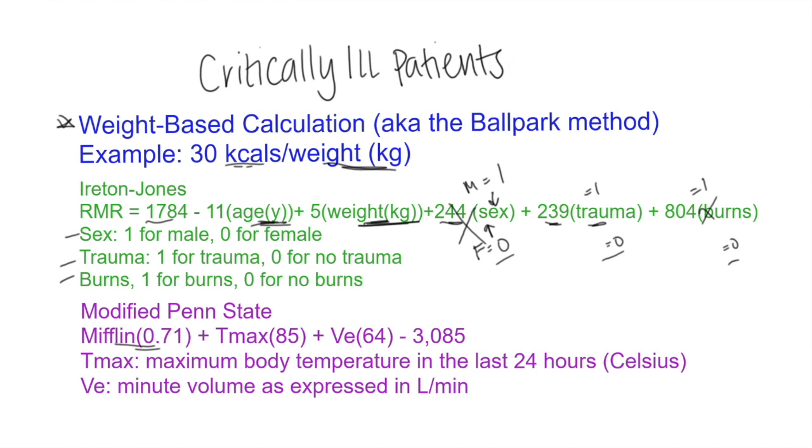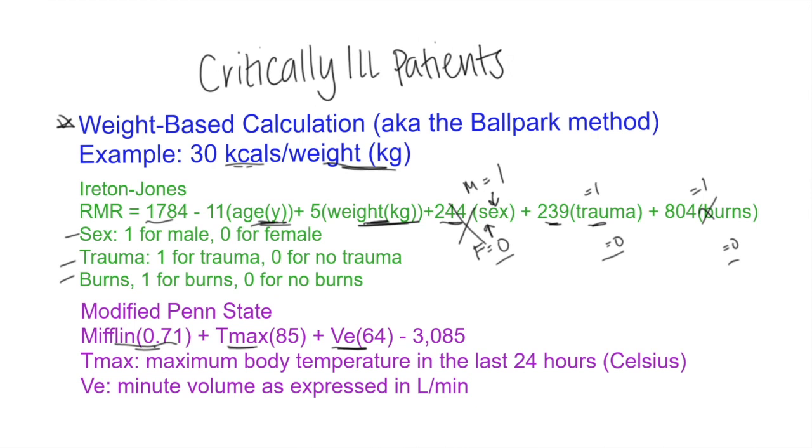So in this situation, you would calculate the Mifflin resting metabolic rate. You would multiply that here by this 0.71, and then let's look at the other variables that we're going to include here. So this is the first situation where we're actually seeing temperature max and then minute volume included as variables in the equation. So temperature max, or this Tmax, is going to be the maximum body temperature that the patient has had recorded in the last 24 hours, and this will be in degrees Celsius. Next, you'll see that we're also going to be using minute volume as expressed in liters per minute. So this is particularly for patients who are on a ventilator.